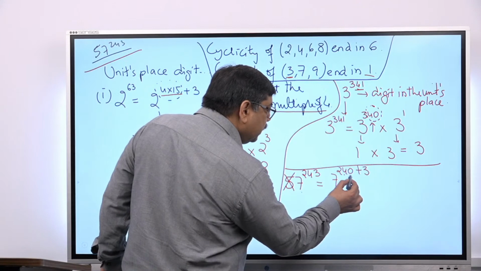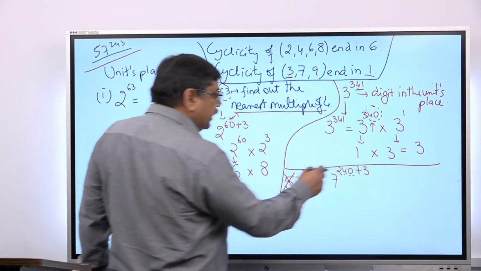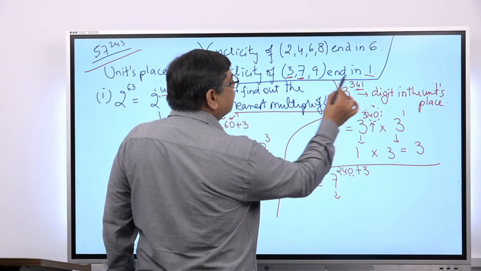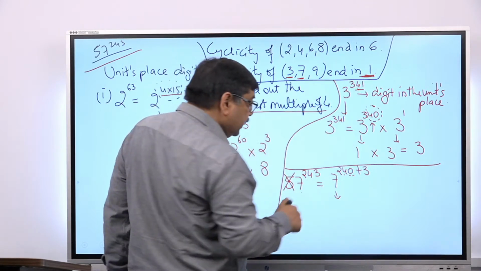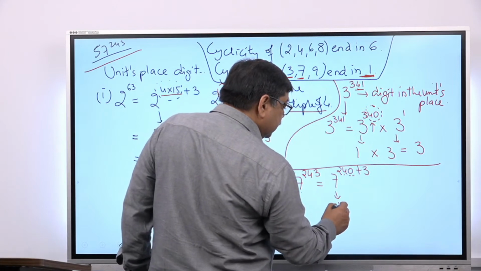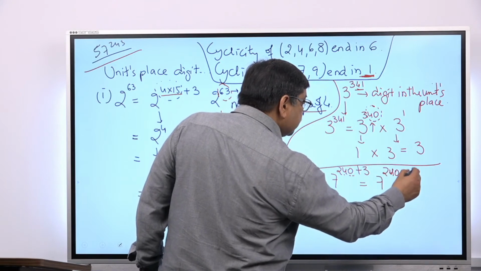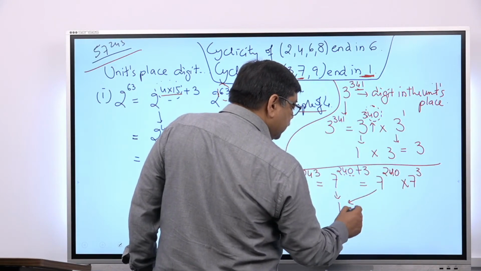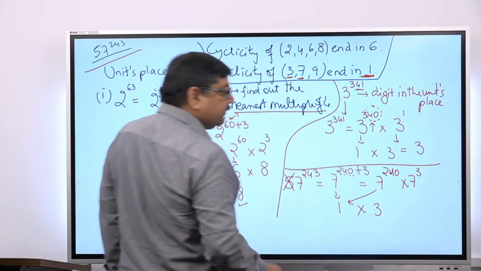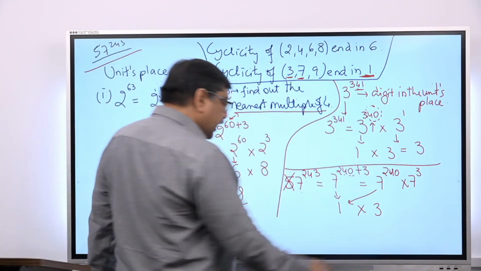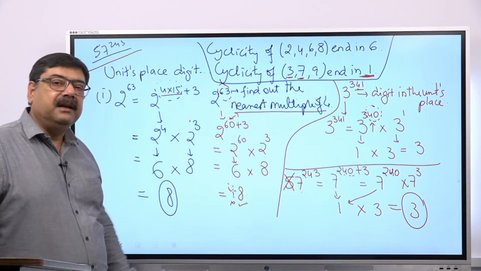See, nearest multiple of 4 will be 240, right? So again, this is 7 and the cyclicity of 7 ends in 1. Its cyclicity is 4, by the way, and it ends in 1. So we get a 1 here. And this is 7 raised to 240 into 7 raised to 3. So this is 1 into 7 raised to 3. What is 7 raised to 3? 343. Is it or not? So you have a 3. So again, your answer here is 3. Now this is how we proceed.